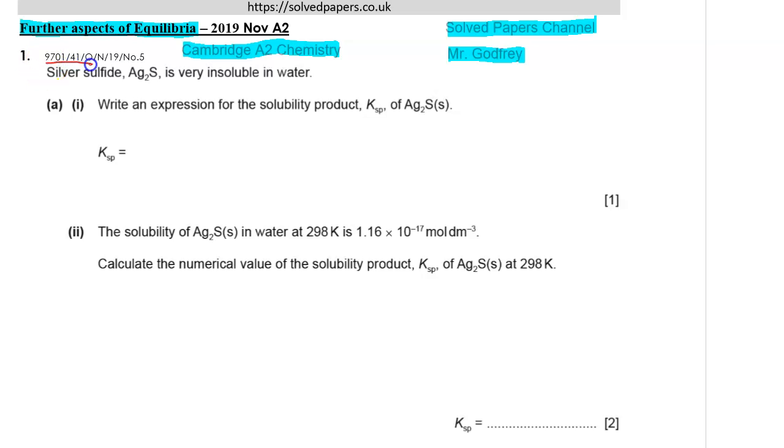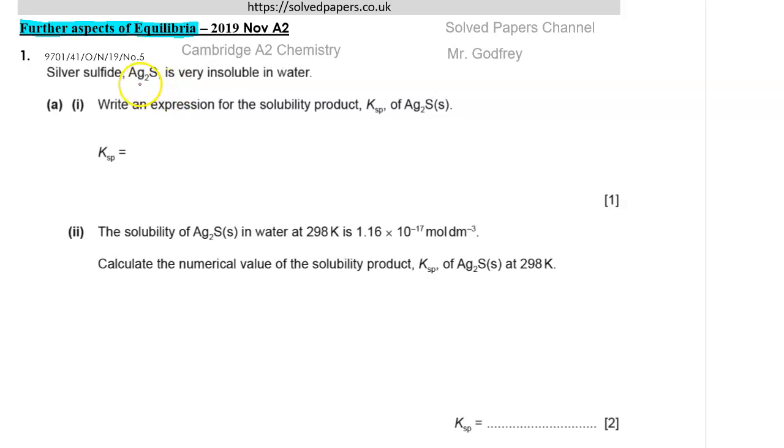Always check this, it tells you which paper the question we are solving was set. This was paper variant 4.1, and this was question number 5 on Further Aspects of Equilibria, 2019 October-November exam series. Very well. Let's get started with number 1.